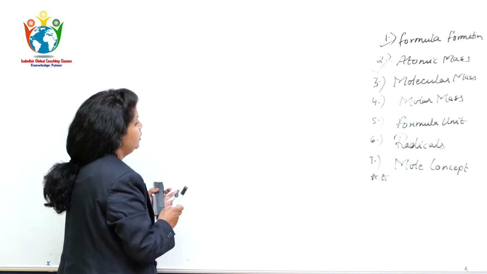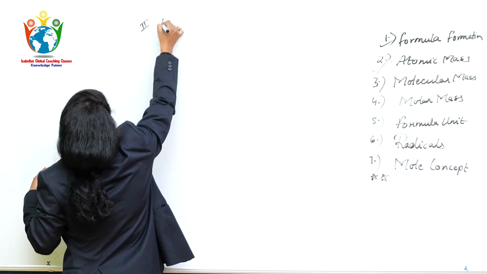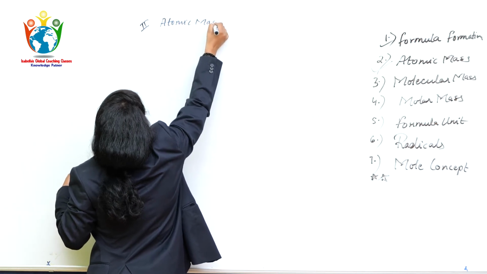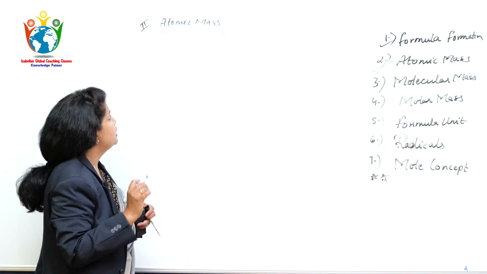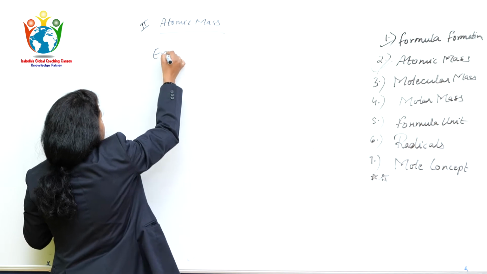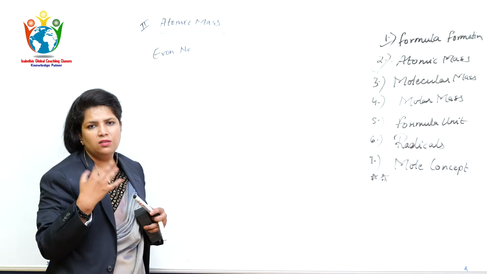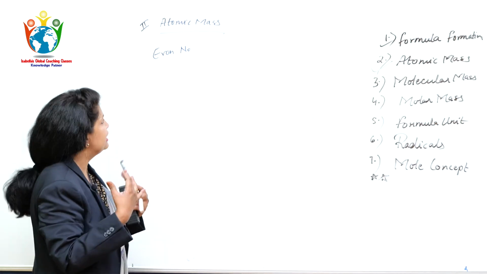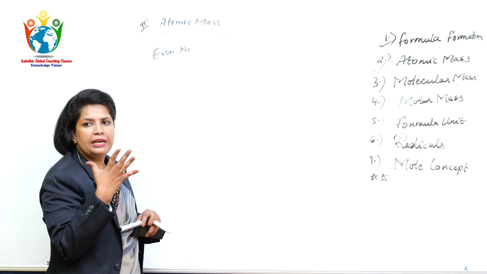Okay. Now we'll go with the atomic mass. That is the second topic. Here, the first thing I want to tell you is my trick. We'll go with the even numbers. We know what even numbers are: 2, 4, this you already know from the 5th standard. Now in 9th standard I don't want to go into it, but still I revise. 2, 4, 6, 8, 10, 12.